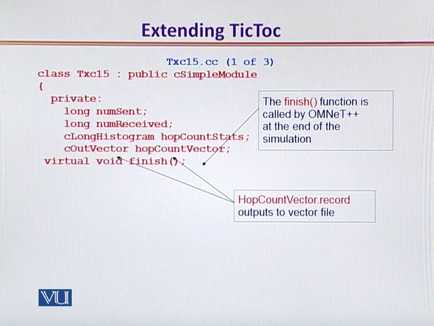If we look at the code snippet here, we realize that we have defined two more objects, the hop count stats and the hop count vector. The hop count stats outputs the scalar data, and the hop count vector outputs the vector data. The finish function here actually consolidates the results towards the end of the simulation.